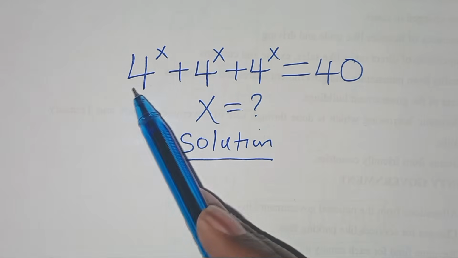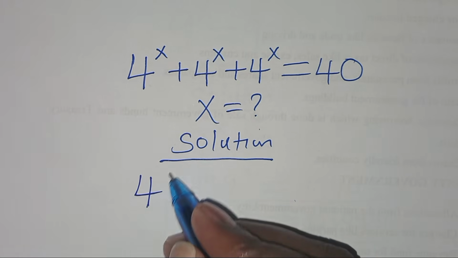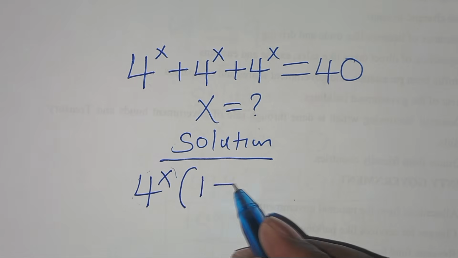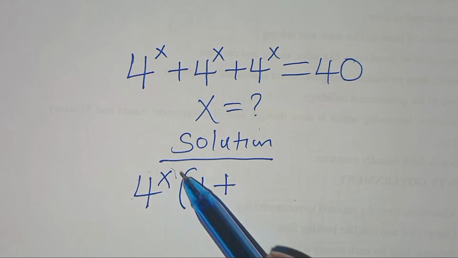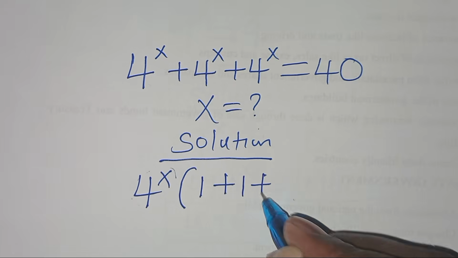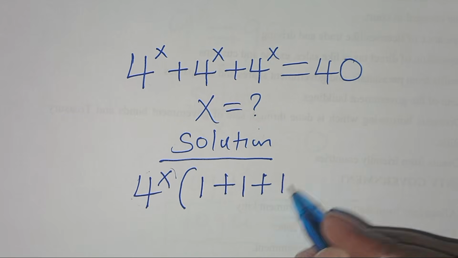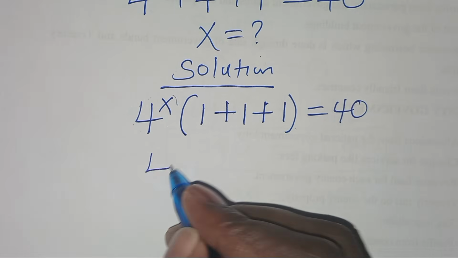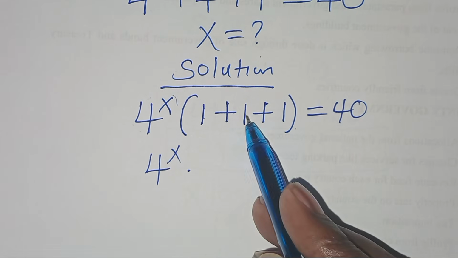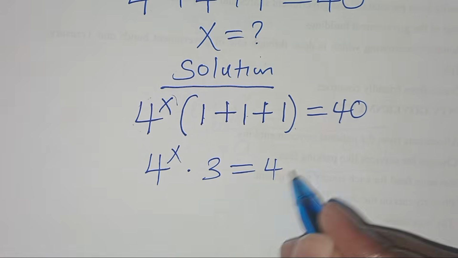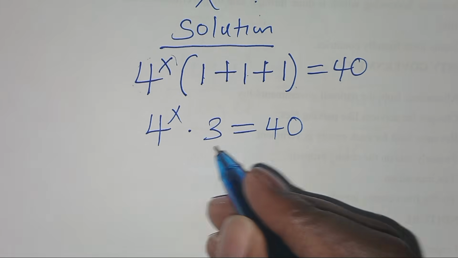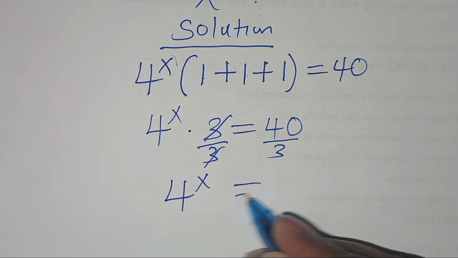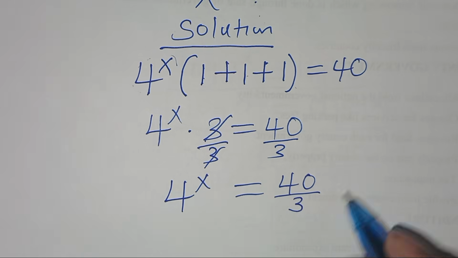From what we have here, 4 to power x is common, so we factor out 4 to power x. So that now, 4 to power x divided by 4 to power x, this is 1, plus 4 to power x divided by 4 to power x, this is 1, plus 4 to power x divided by 4 to power x, this is 1, then this is equal to 40. So that now we have 4 to power x times 1 plus 1 plus 1, this is 3, and this is equal to 40. So let's divide both sides by 3. So that now 4 to power x, this is equal to 40 divided by 3.